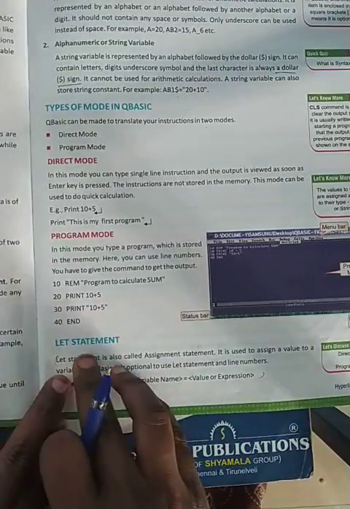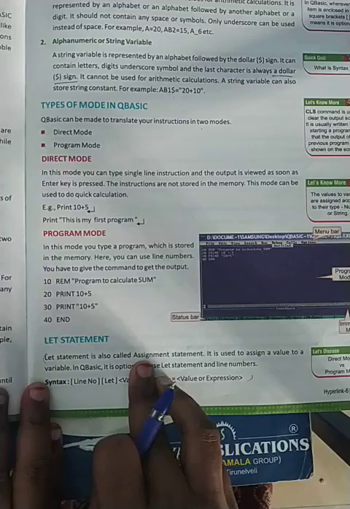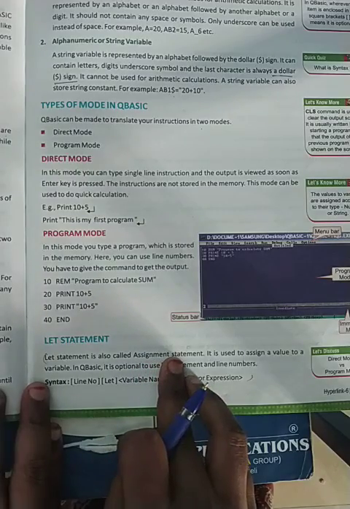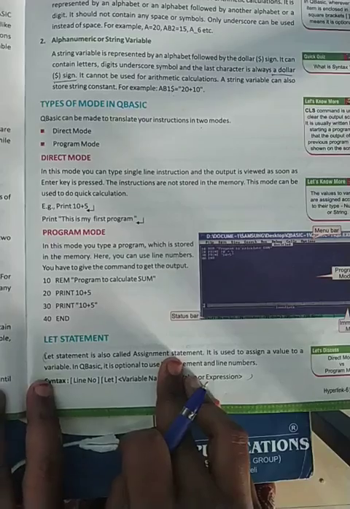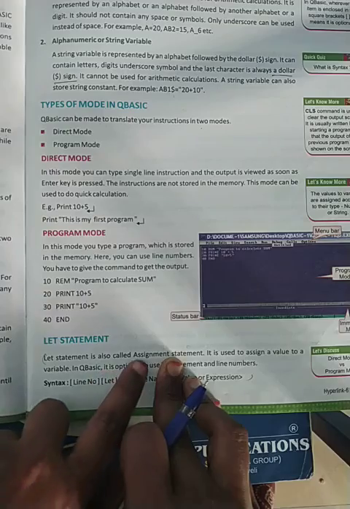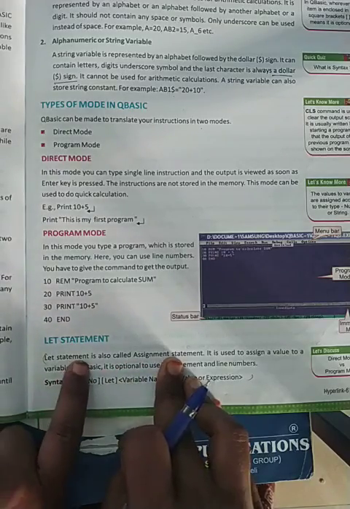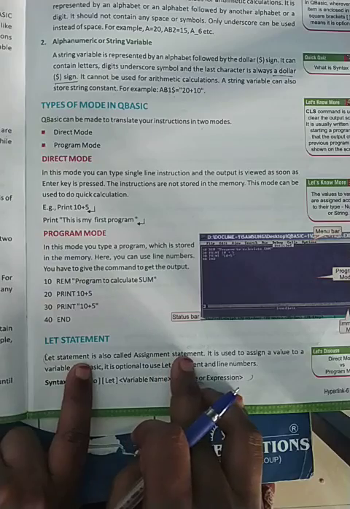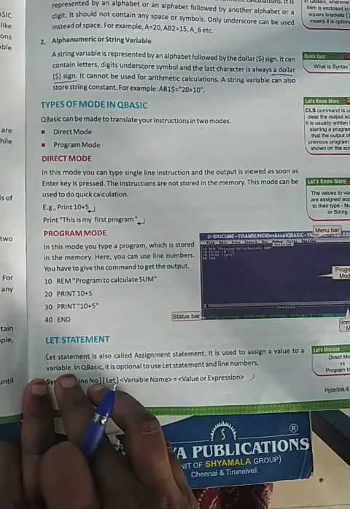The first statement is the let statement. Let is nothing but an assignment statement. Say when you join our school, you will be assigned to 6th standard for a year. Then in the next academic year, you will be assigned to the next class, say 7th standard. So this let statement is used to assign a value to a variable.